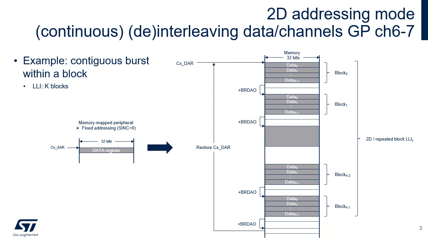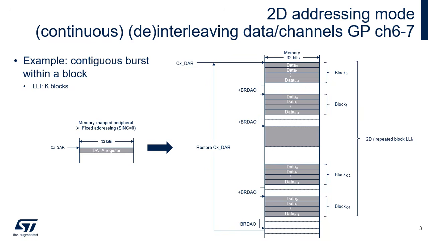This is useful to transfer the contents of a peripheral data register, typically an input FIFO, to non-contiguous buffers in memory. After filling a block of n words, the DMA channel automatically adds the BDRA0 signed offset to the current address, thus jumping to the next buffer in memory. At the end of the transfer, when k blocks will have been transferred, the CXDAR register, which points to the beginning of the first buffer, can be automatically restored in order to implement circular buffers.